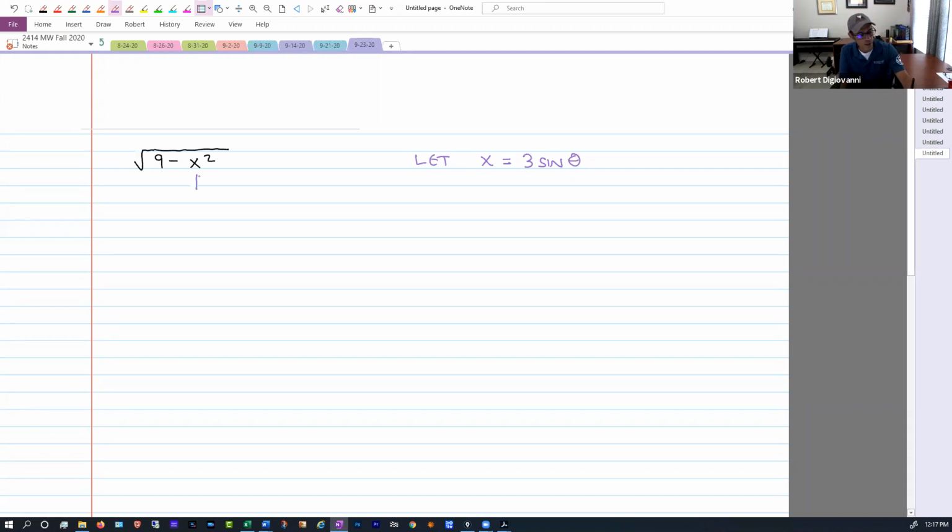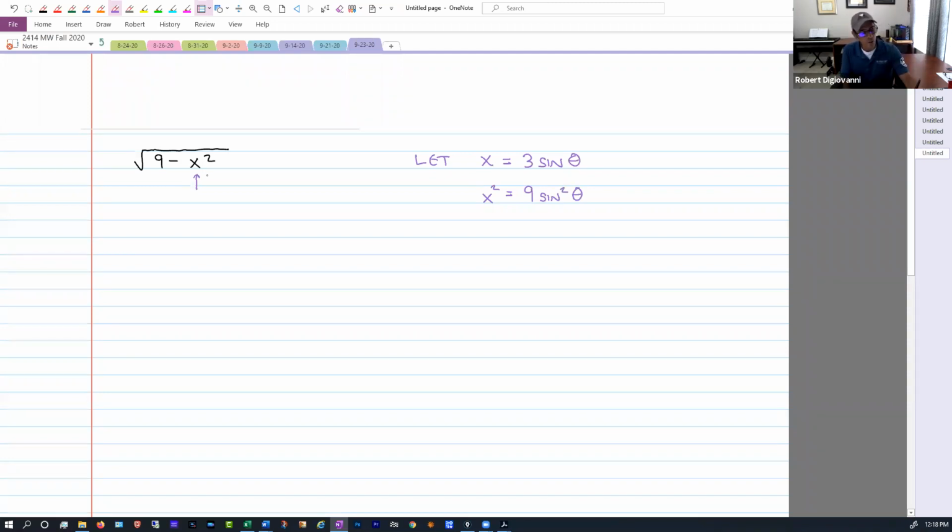So in the expression, we have x squared, don't we? Let's see what x squared would be for us. x squared would just be us squaring both sides. So you square the left, you get x squared. You square the right, you get 9 sine squared theta. Y'all agree?